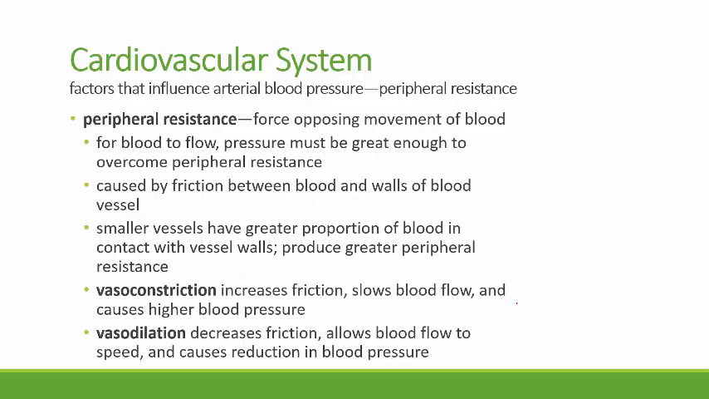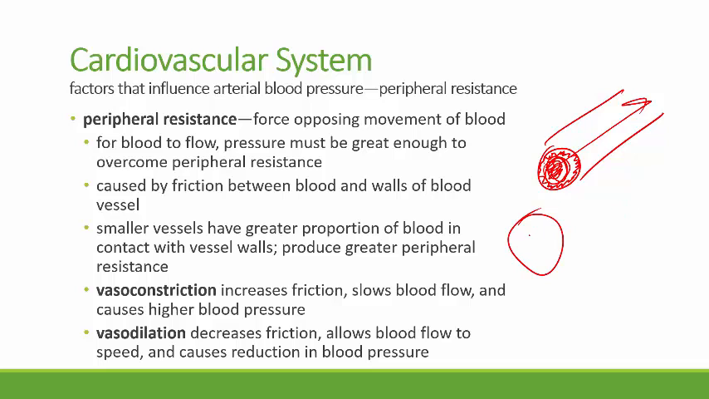Peripheral resistance will also cause blood pressure increases and decreases. In order for blood to flow, well, peripheral resistance is a force that opposes the movement of blood. So we have blood flowing through a tube. The blood that's here in the center is flowing with very little friction. But here at the edges, the blood is scraping against the walls of the blood vessels. And this produces friction that slows blood flow. And so we have to generate enough pressure to move blood despite the peripheral resistance that's going to be dragging the blood, slowing the flow of the blood.